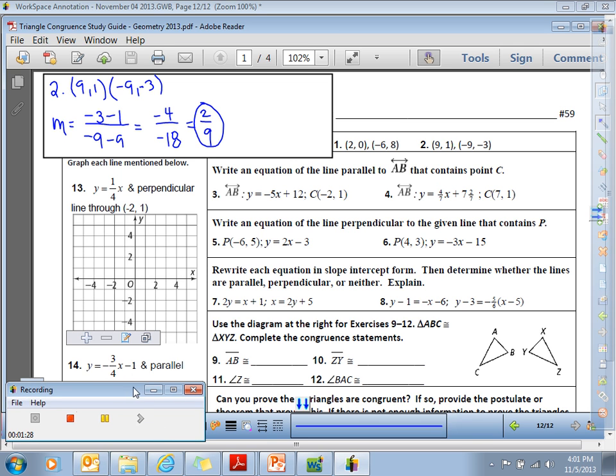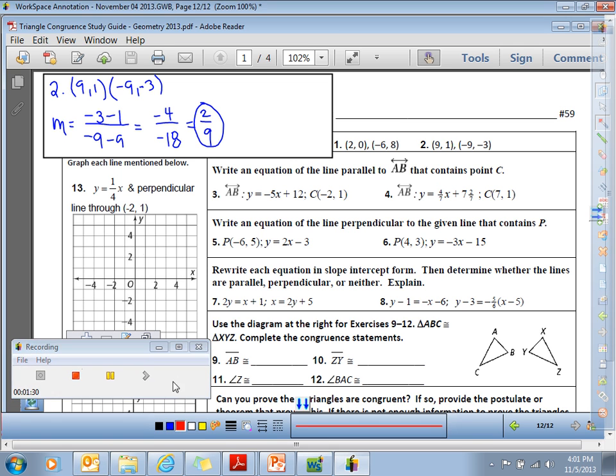And if you need to, you can label these points. Remember, every coordinate is going to have an x and a y. So we have (x1, y1) and (x2, y2). So that's where I said -3 minus 1, and then -9 minus 9 to get 2 over 9.